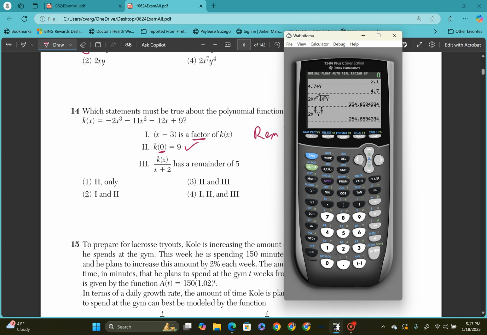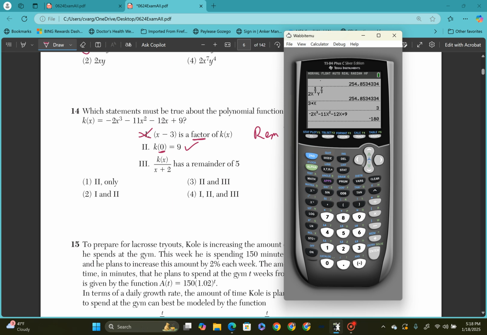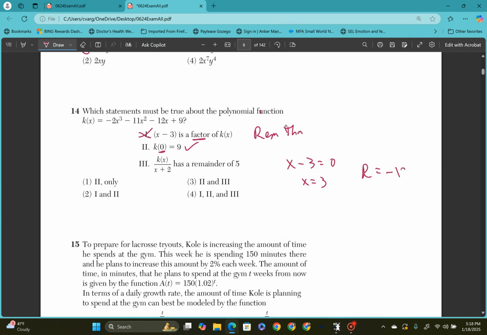So I'm going to take my 3, store it in for x, hit enter, and plug in the top. So negative 2x to the third, minus 11x squared, minus 12x, plus 9. Okay, and I'm going to hit enter. Do you see that number, negative 180? That number does not equal 0. Therefore, x minus 3 is not a factor. Why? Because the remainder here is negative 180, and negative 180 does not equal 0.